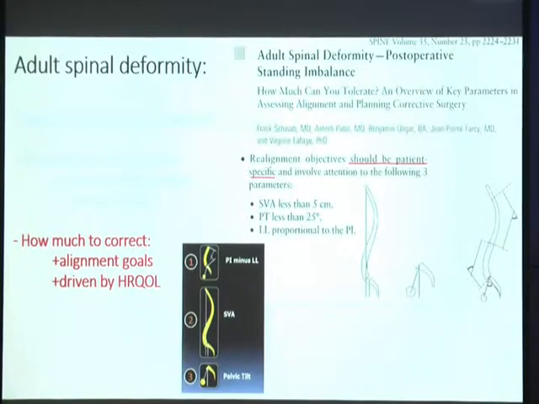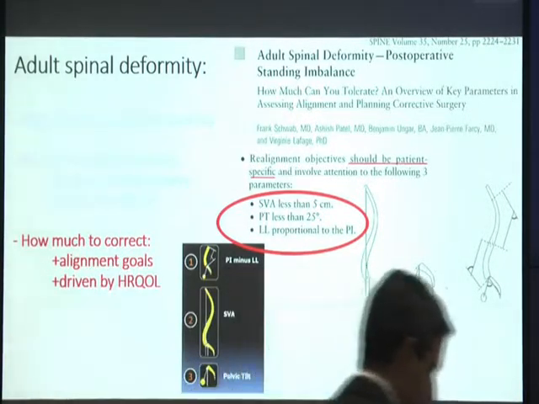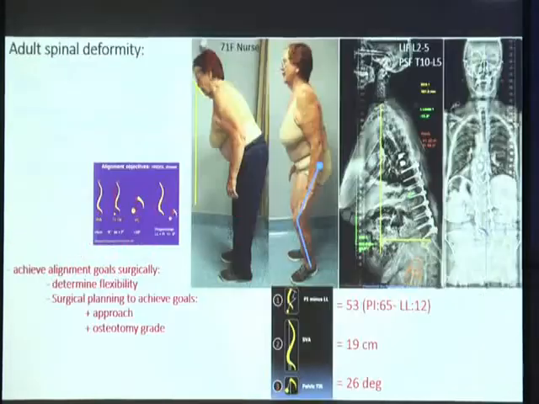We also now know that we have certain alignment goals in mind. It has been published and touched upon earlier. Keeping the SVA less than 5 centimeters, getting our pelvic tilt, which is a compensatory mechanism, below 25, and proportioning our lumbar lordosis to PI, and also cautioning that there must be some age correction for how much correction we're trying to give to our patients, because the elderly are not going to tolerate as much correction.